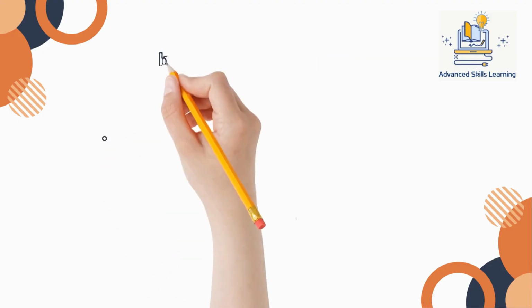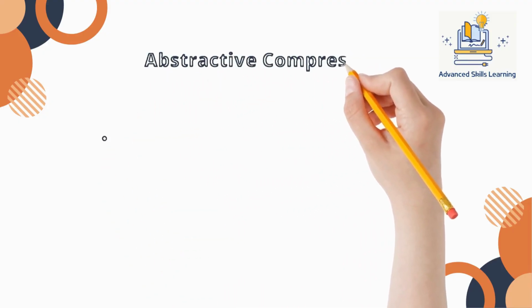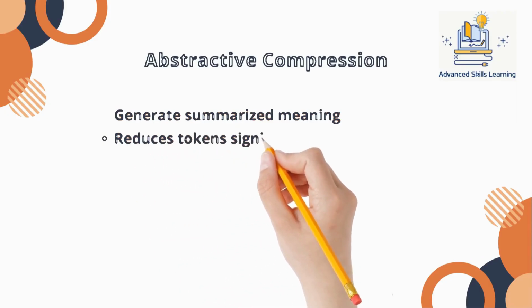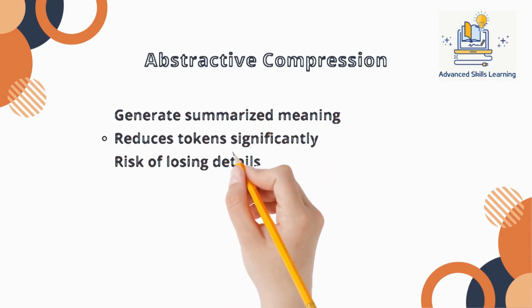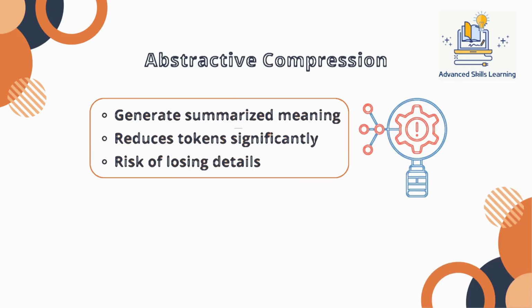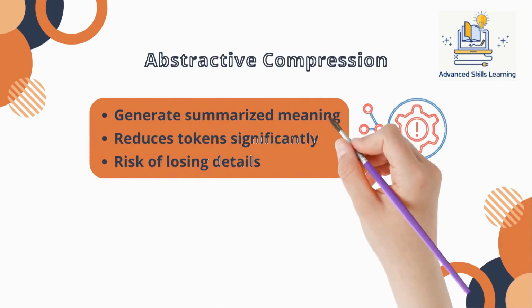Abstractive compression takes a different approach. It generates a summary that captures the meaning of the content. This can significantly reduce token usage. But it comes with a trade-off, because details can be lost or slightly altered. As the model rewrites content, it may unintentionally omit edge case details.